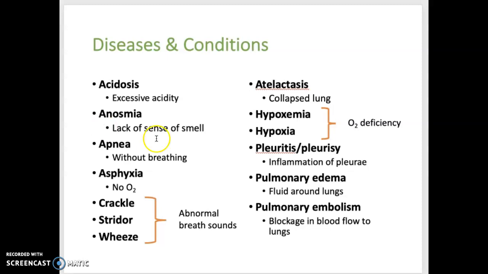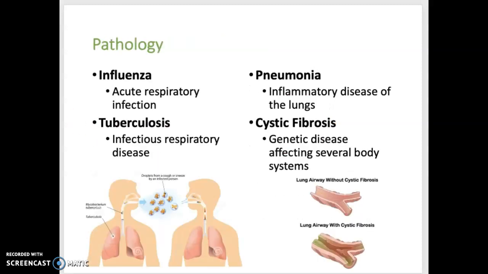Cancer related to the respiratory system, the only one I'll mention, is lung cancer, bronchogenic carcinoma. This occurs within the lining of the bronchi. It typically metastasizes quickly. Remember, that means that it'll spread to other tissues and other areas of the body, and it generally has a poor prognosis.